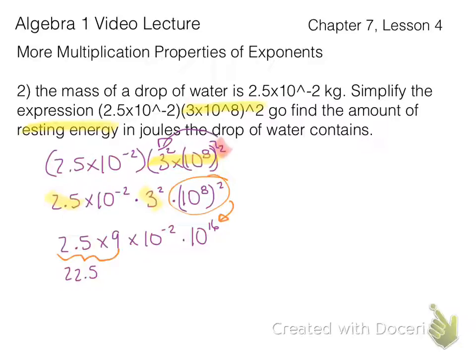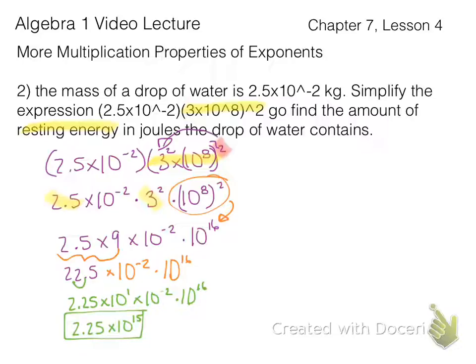The only thing is that's not in correct scientific notation, so I need to move the decimal place over 1. Since it was big and mighty, bigger than 10, it needs to get a positive exponent, and I only had to move the decimal place over once, so it's 2.25 times 10 to the first times 10 to the negative second times 10 to the 16th. All of those 10s have the same base, so I'm going to add the exponents, which is going to be 2.25 times 10 to the 15th, because 1 plus negative 2 plus 16 is 15. So it would be 2.25 times 10 to the 15th. Okay, I'm done. Bye.